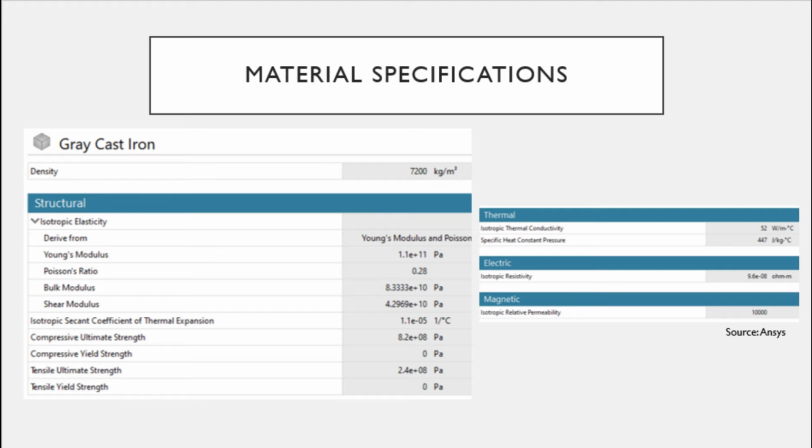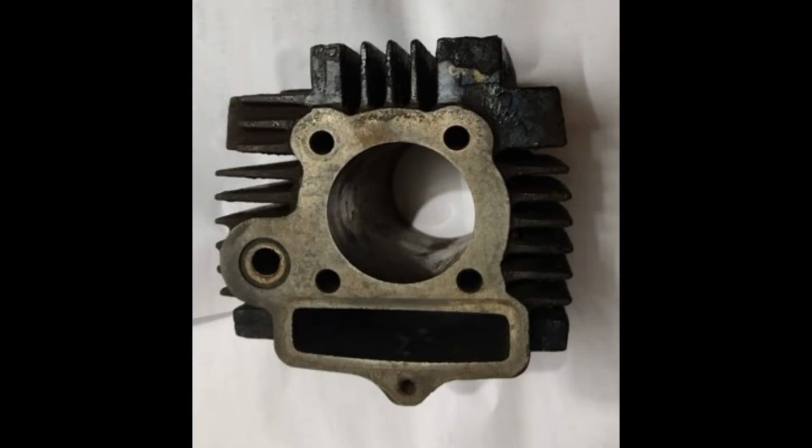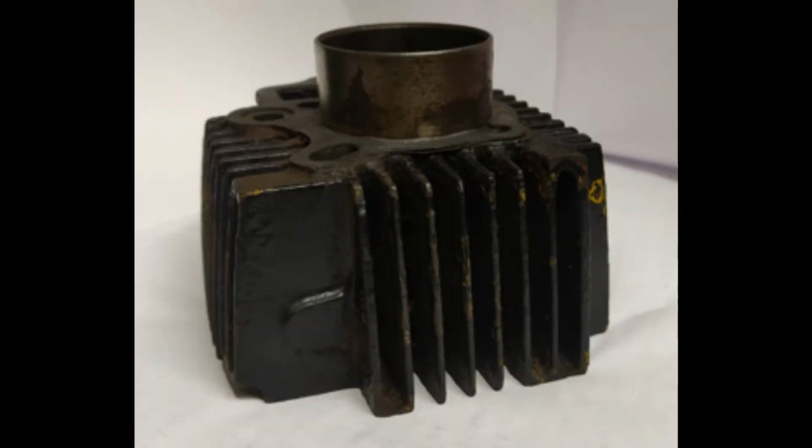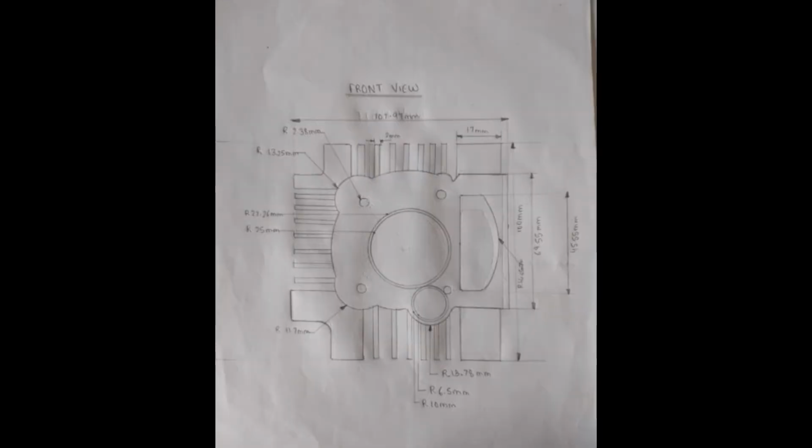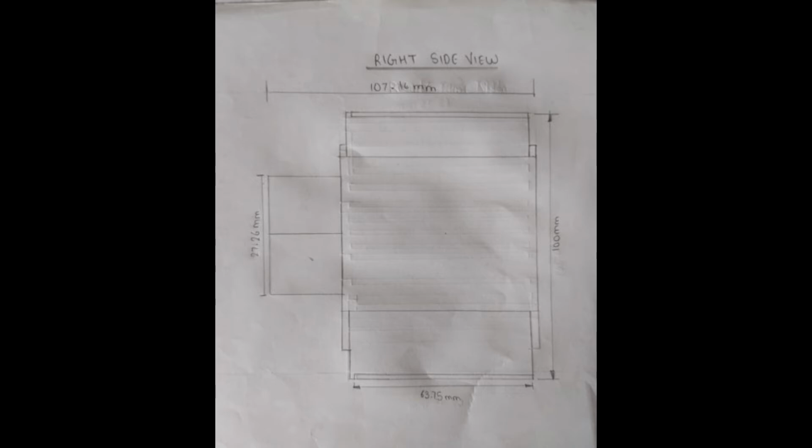Now let's move on to the material specifications of the grey cast iron, which we are going to consider during analysis. This table specifies the value of thermal conductivity as 52 watt per meter degree Celsius. Specific heat at constant pressure is to be taken as 447 joule per kg degree Celsius, and the density of the grey cast iron is 7200 kg per meter cube. And these are the drawings of the component with its dimensions used for the modeling process. Now I would like Shivam to continue from here.